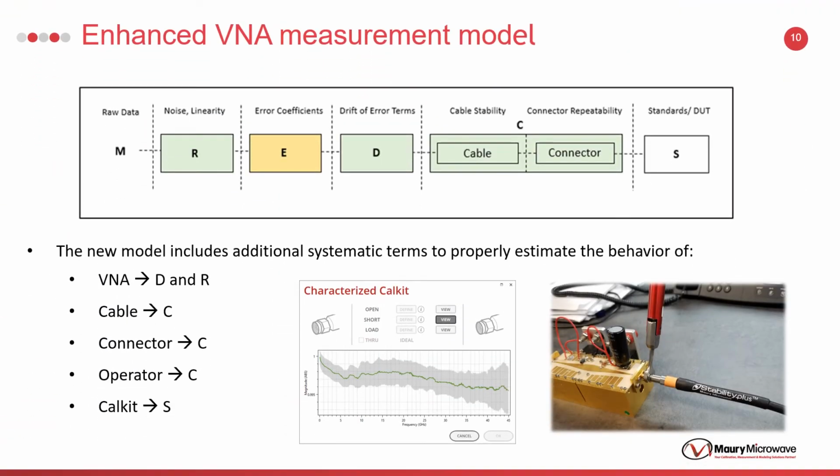The enhanced VNA measurement model has some additional blocks as shown in the diagram, such as the box R and D to account for VNA noise, nonlinearity, and drift, and the box C to account for cable stability, connector repeatability, and operator skills. And the box S includes the uncertainties of the calibration standard characterization.